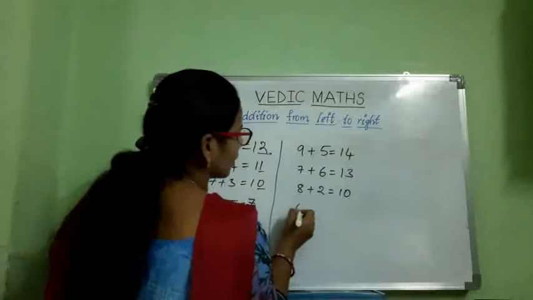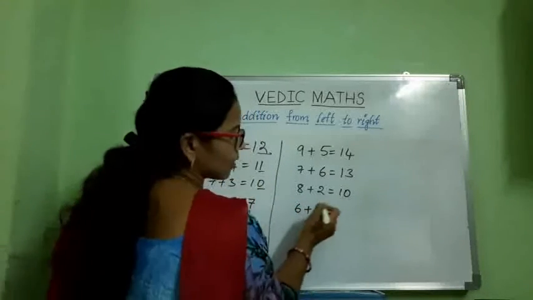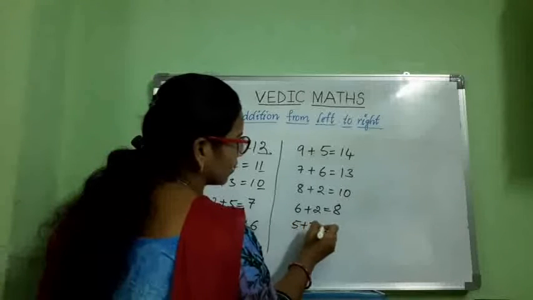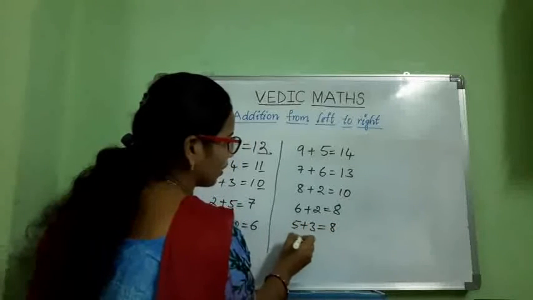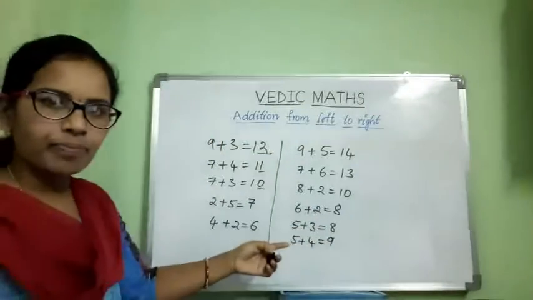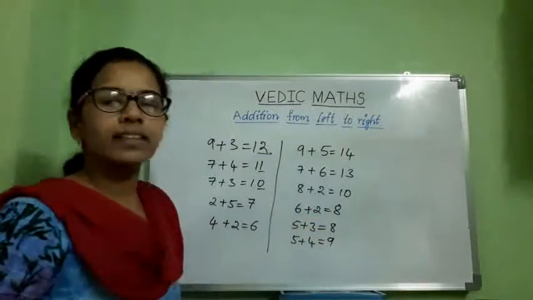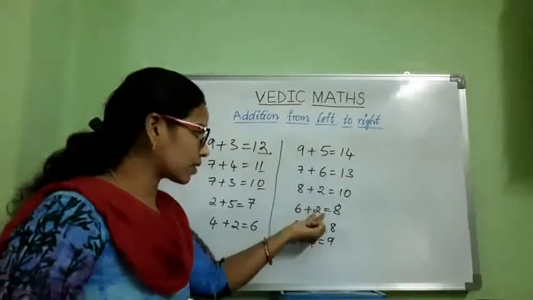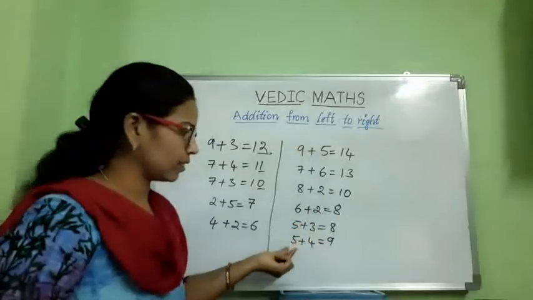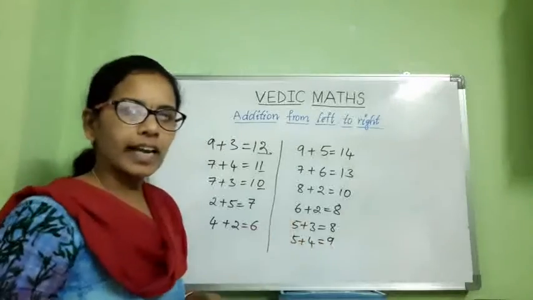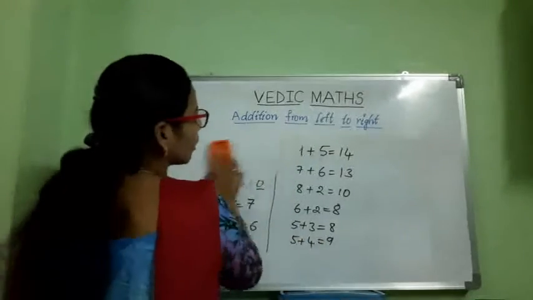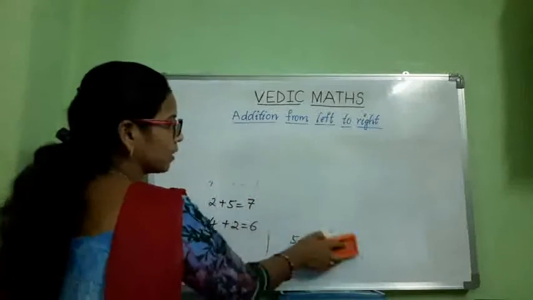What about 6 plus 2? The sum is 8. And 5 plus 3, the sum is 8. And 5 plus 4, the sum is 9. In these three cases, the sum is less than 10. That means these two numbers are non-carry numbers. Here 5 and 3 are non-carry, and here 5 and 4 are non-carry numbers. Yes, we should be familiar with these two concepts. Then only we can do the addition in less time.